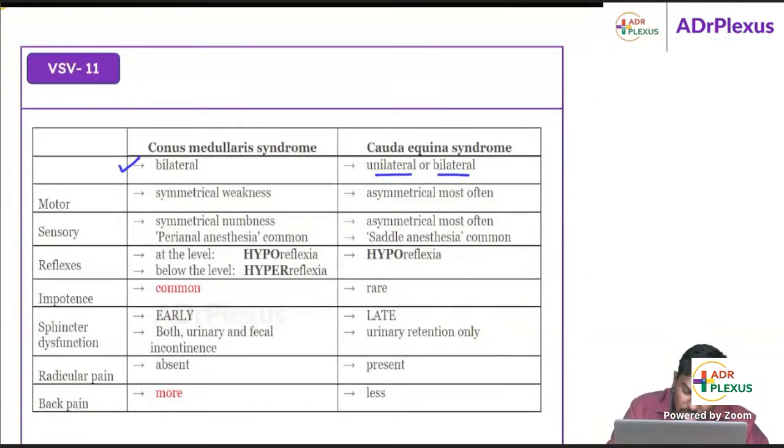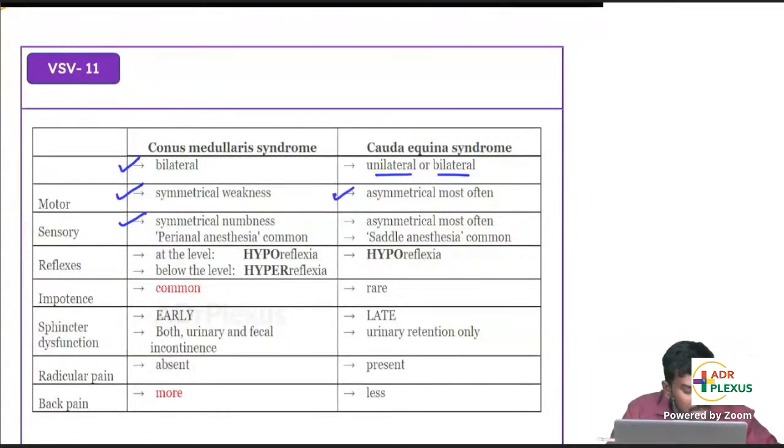Then conus medullaris is going to have symmetrical motor weakness. But as I told you, whenever the fibers from S2 to S5 are getting involved, motor involvement is going to be very unlikely. And cauda equina is going to be asymmetrical involvement. Then sensory involvement.